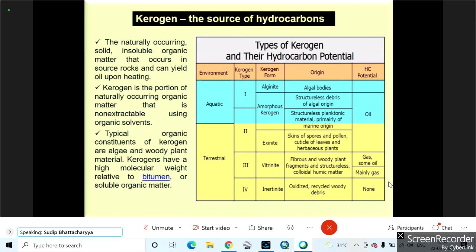Now, according to the variety, the kerogens are of four types. Number one, two, three, and four. So these four types of kerogens are there.